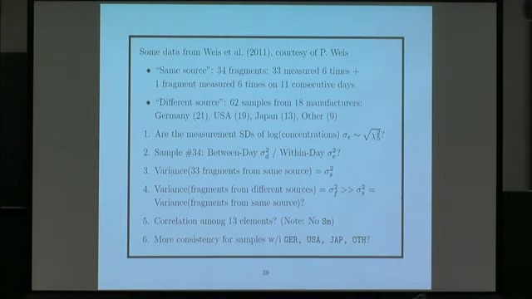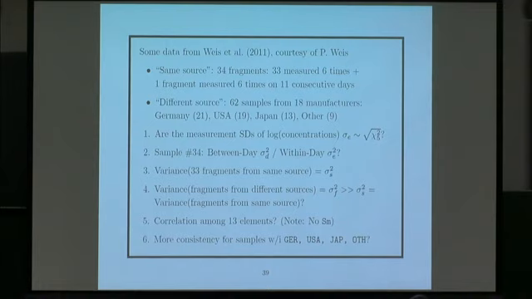Now, it turns out the technique that he uses is a little bit different than this ICP-MS. So it's not clear to the extent to which some of these results are going to carry over. But nonetheless, I think that it does provide some information. He had 34 fragments from the same source. 33 of them were measured 6 times each on these, it really turns out to be 19 elements. 1 fragment was measured 6 times on 11 consecutive days.